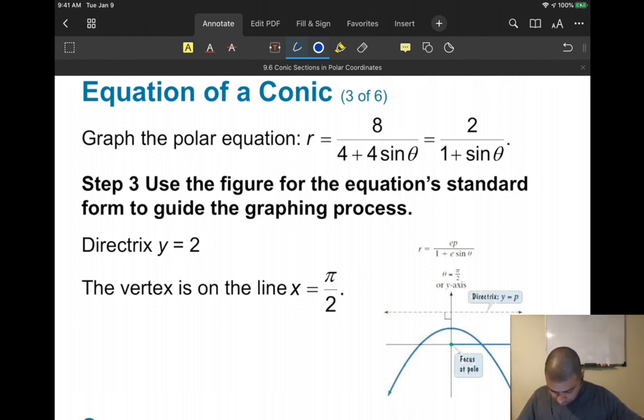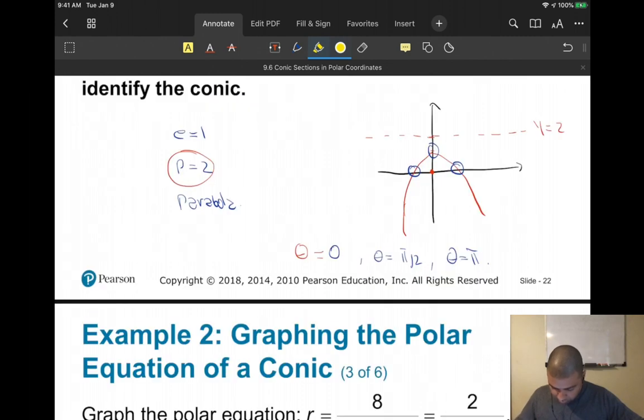So, okay, the vertex. Yes, the vertex. Yeah, no, that's correct. That's what I said, right? Pi over 2 here. It's pi over 2 here. Yeah, that's correct.